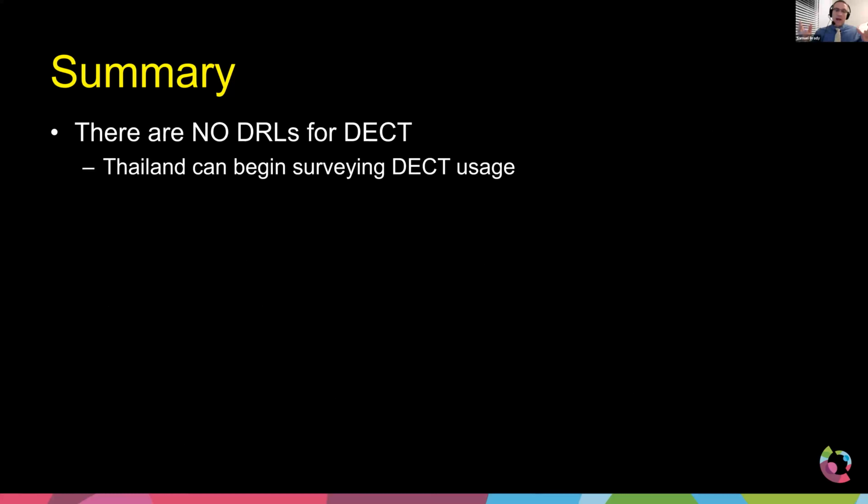Now, looking out into the literature, I could not find any diagnostic reference levels for dual energy CT. It's my understanding that even in Thailand, that's not something that you've approached yet. But that's the same in America, it's the same in Europe, it's the same everywhere else.